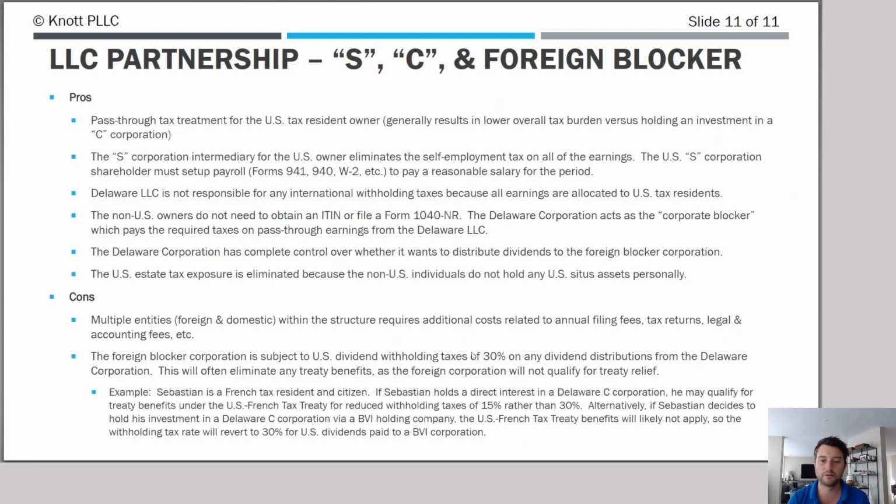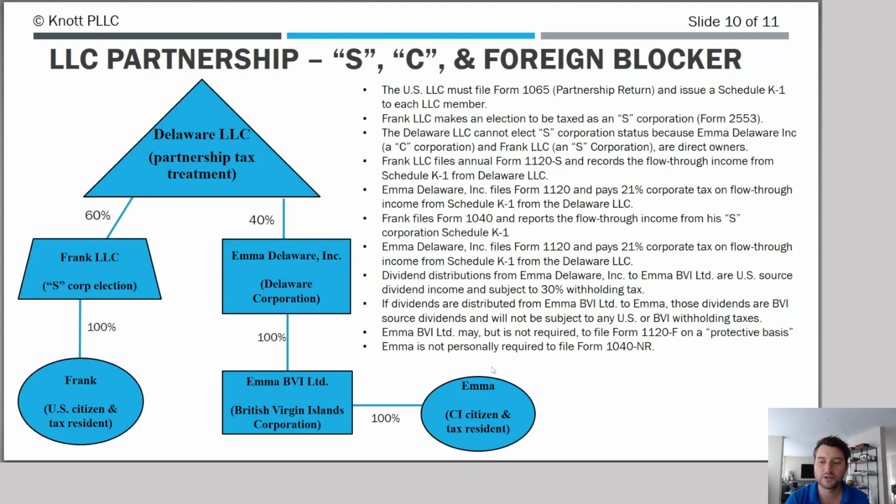Well, they're largely the same as the last one, right? So everything is basically the same except for the U.S. estate tax issue. So this is where it changes. The U.S. estate tax for non-U.S. persons applies to U.S. situs assets held within their name personally.